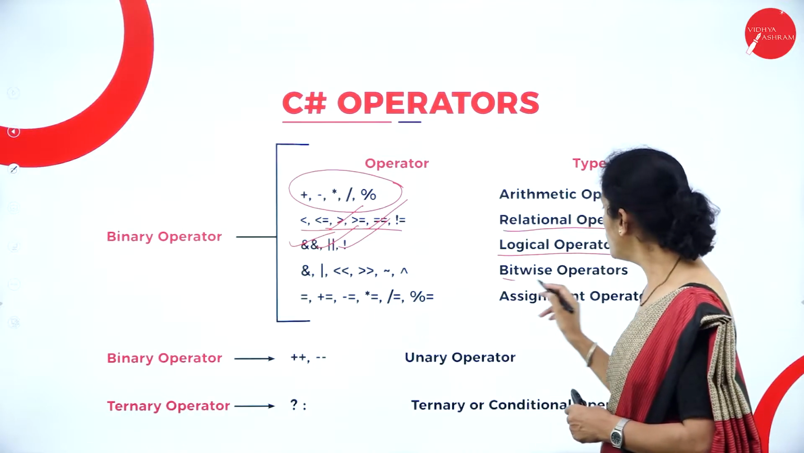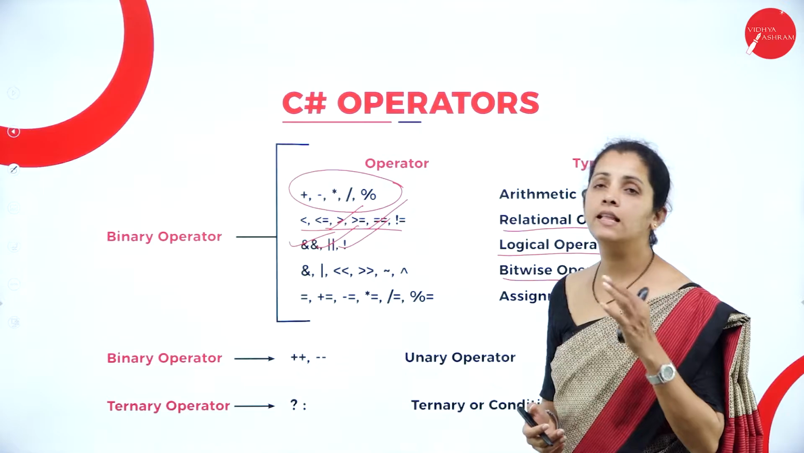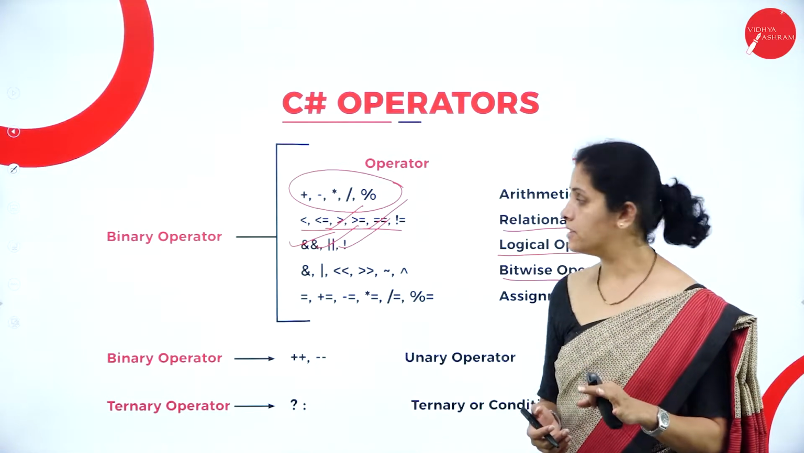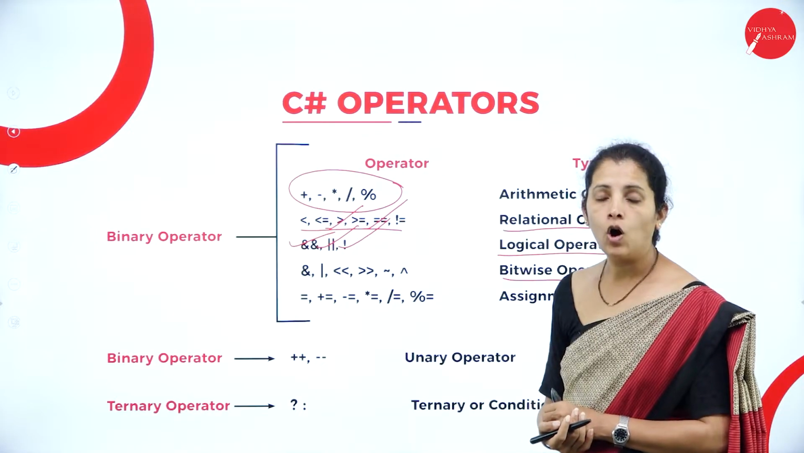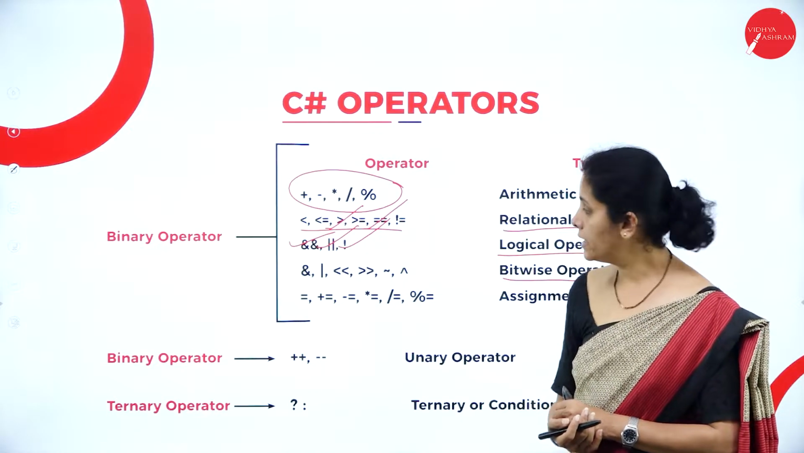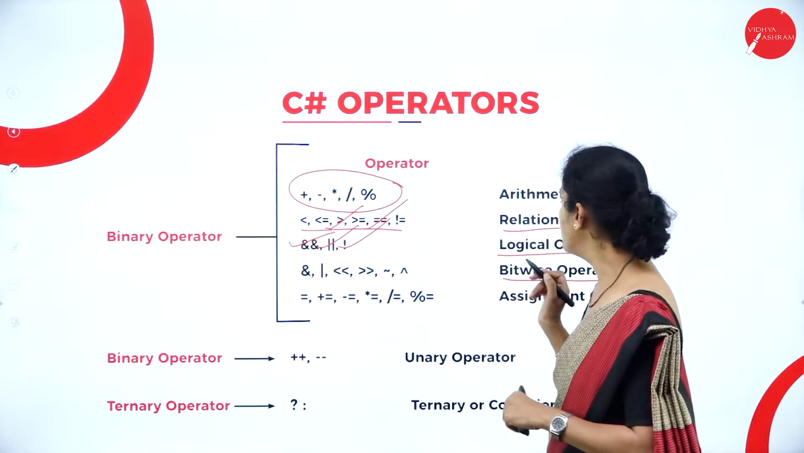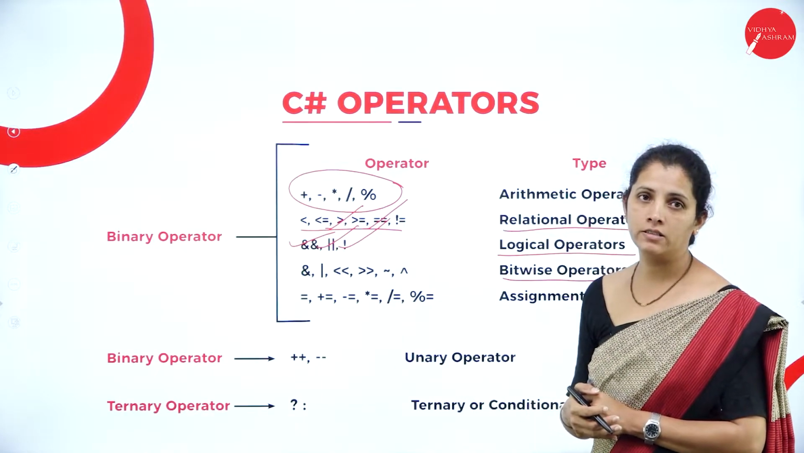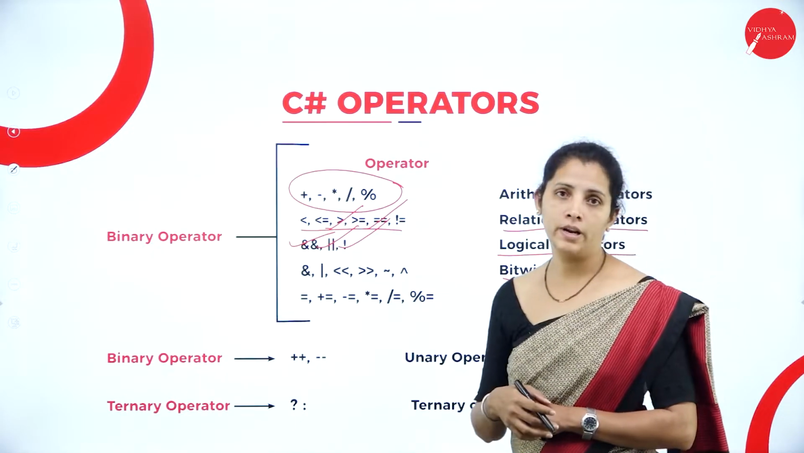Now, if I want to perform bitwise operations, that is left shift, right shift, or I want to check the AND operator, or the OR operator, or I want to take the complement, then I have bitwise operators. Along with that, I have the assignment operator.